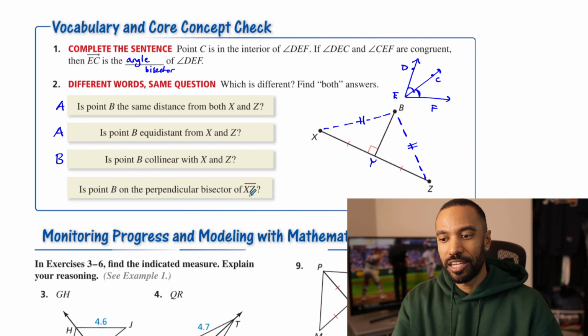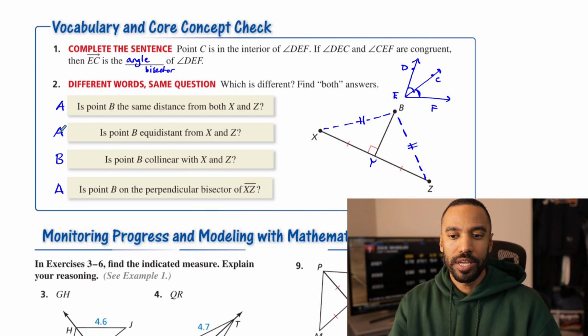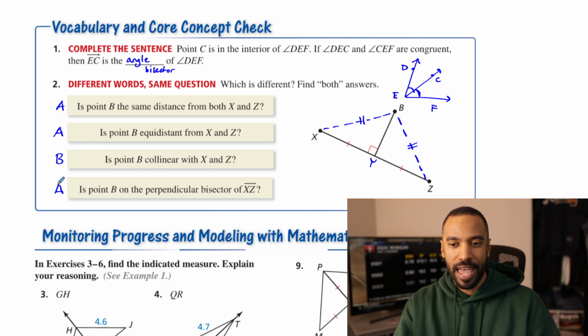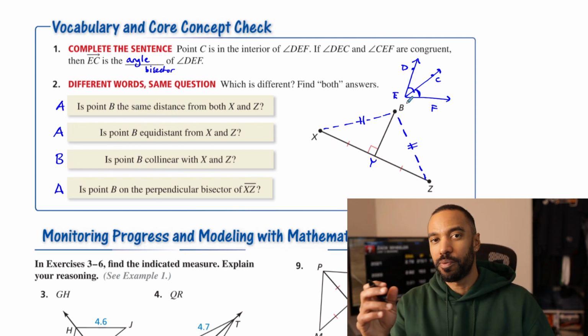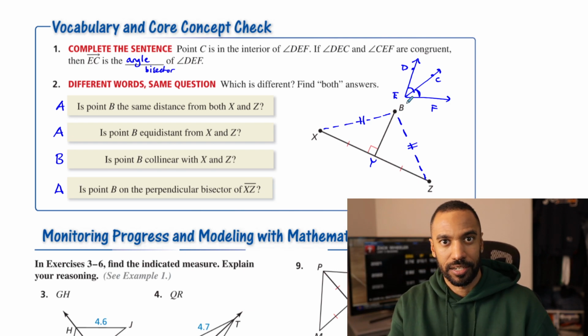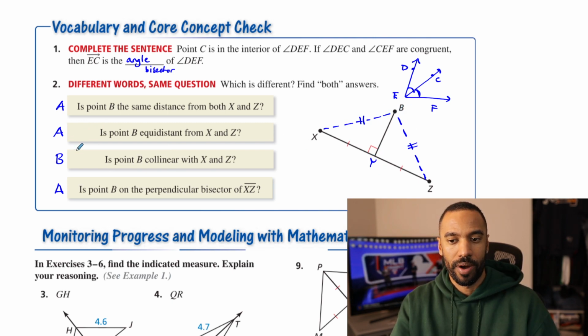Is point B on the perpendicular bisector of segment XZ? You betcha. That one definitely is. So the other two questions are all true for this statement and will always be true for statements of perpendicular bisectors. A point on the perpendicular bisector is equidistant, or the same distance away, from those. Collinearity has to do with what Y is doing. So that's the different one there.